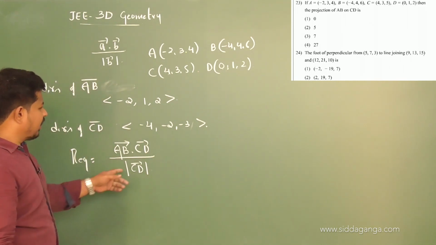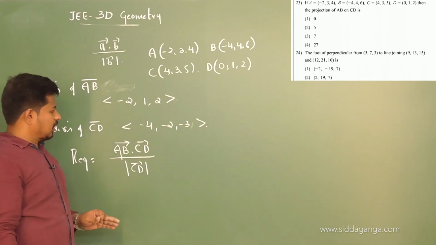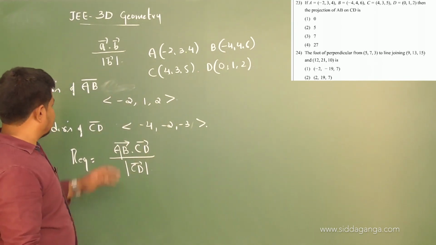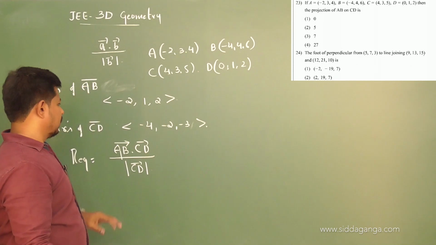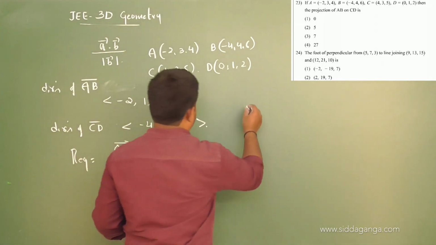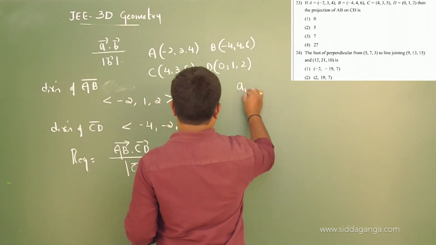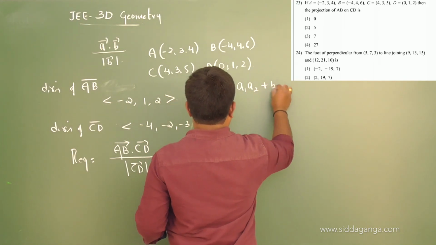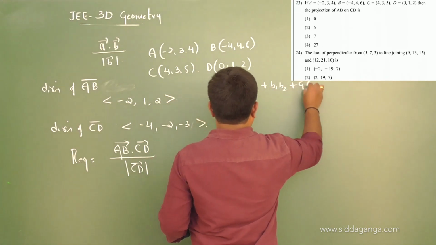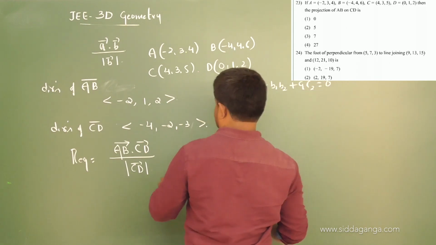Okay. Before finding this, let me check whether these two are parallel or perpendicular. There is a result for parallelism and perpendicularity. That is, A1 A2 plus B1 B2 plus C1 C2 must be equal to 0. So now let's check this.